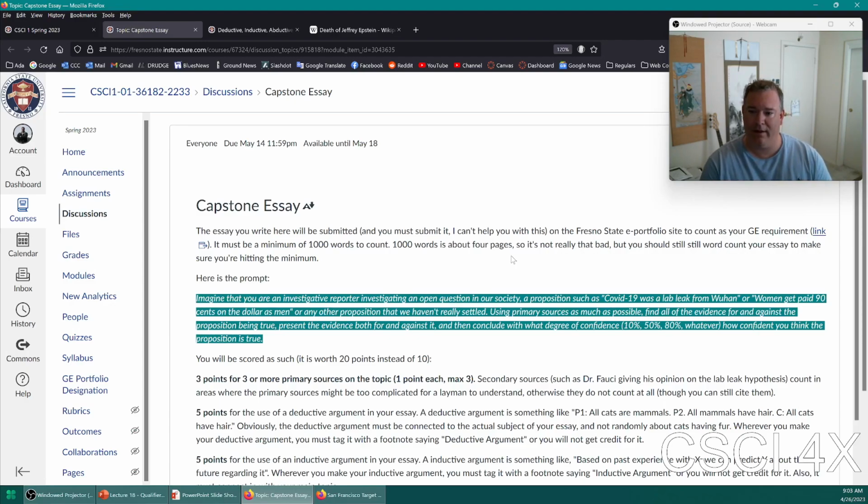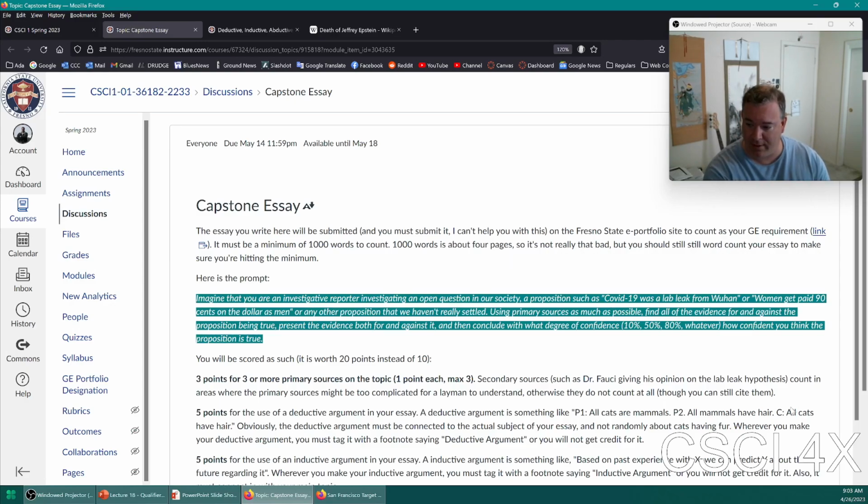Other things would be women getting paid 90 cents on the dollar as men. Some people consider this complete fact. Some people consider it complete myth. So it's an open question. Which one's right? It's your job to dig into it. Find primary sources wherever you can and present those primary sources.